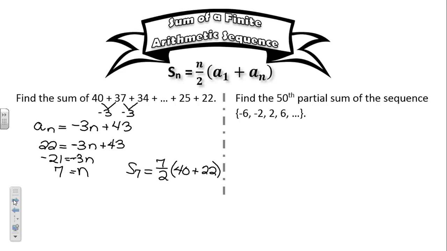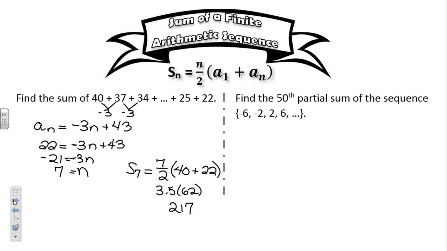So 40 and 22 gets us 62, right? We're taking 62 times 3.5, and what do we get? 217, right? Okay. So if we added 40 and 37 and 34 and 31 and 28 and 25 and 22, do we get 217? Questions on that one? Make sense?